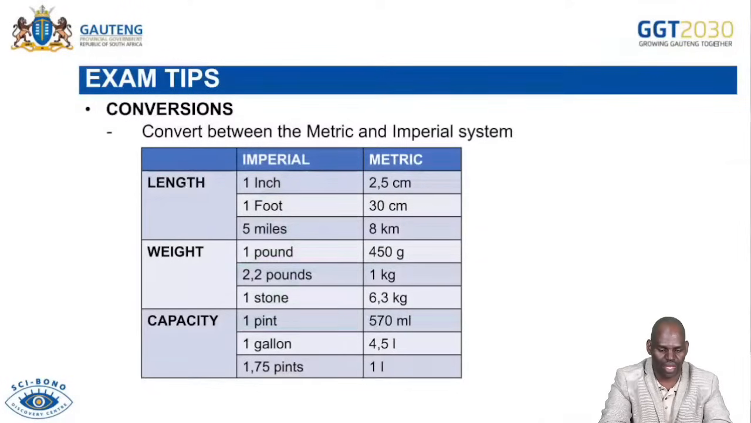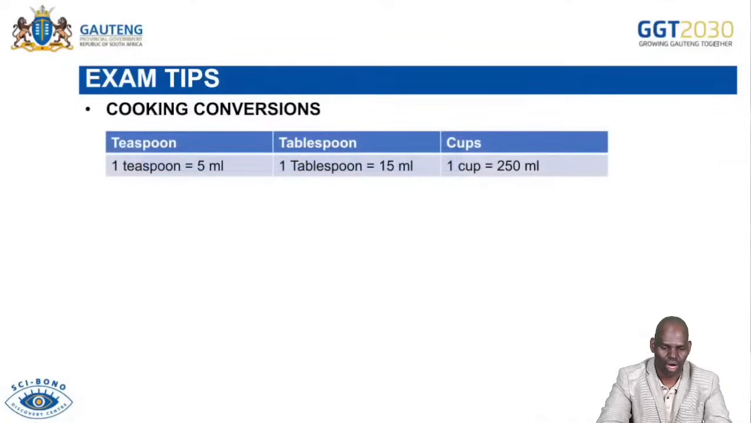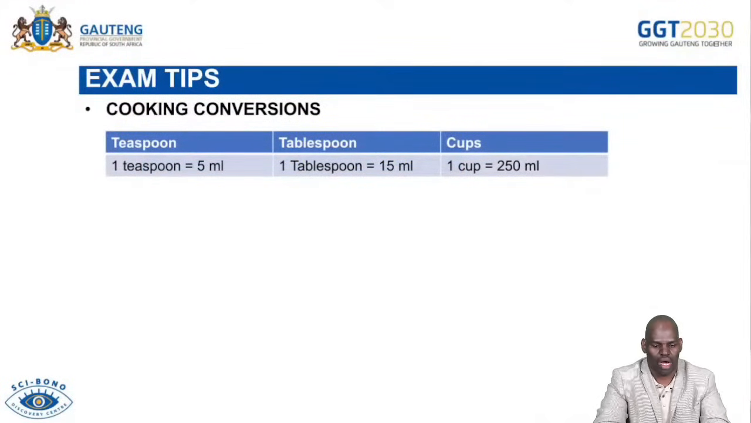The same thing that is for length is for weight. If they say 1 pound is equal to 450 grams, these are just estimated values. They might give you slightly different values, so you must be able to use them, and you must use the very same conversion factors that are given. The cooking conversions will also be given, and you must also be able to use them.